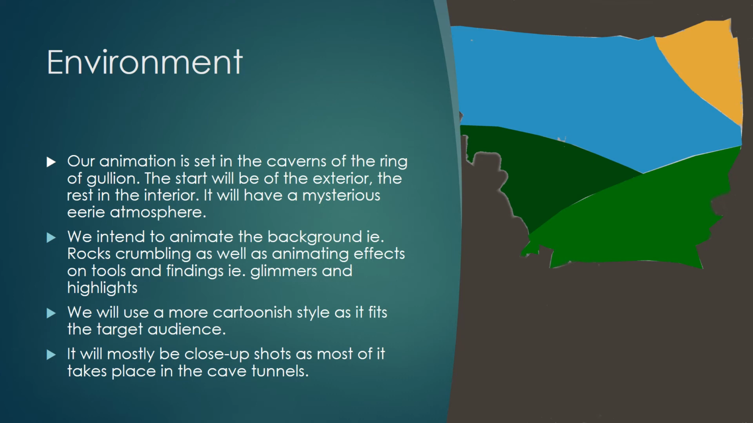Environment. Our animation is set in the caverns of the Ring of Gullion. The first scene will be a shot of the exterior of the cave and the rest the interior then. We hope it'll have a mysterious and eerie atmosphere. We intend to animate the background, such as rocks crumbling, as well as animate effects on tools and findings. So there's always something going on to keep the viewer's attention throughout each scene.